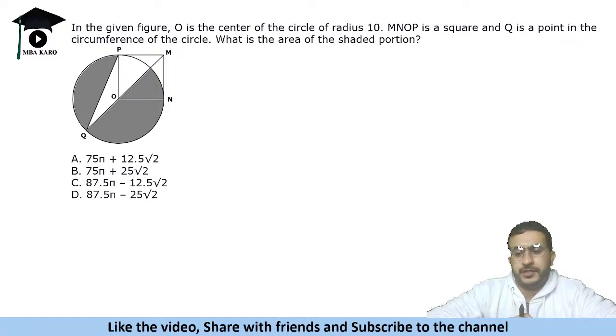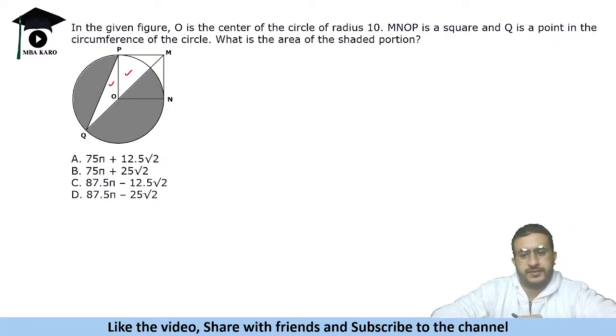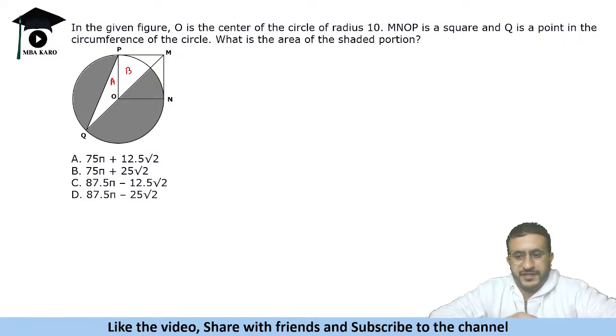Now, how will we find the area of the shaded portion? Area of circle minus this area. Okay, let's call them A and B. Can you find the area A and B? I mean, of course we can. Which is easy to find out? B is easy to find out. B everyone will find out. Can you tell me what will be this angle?